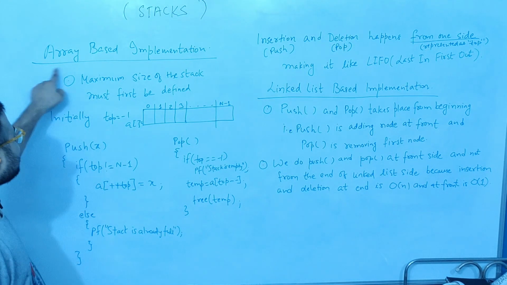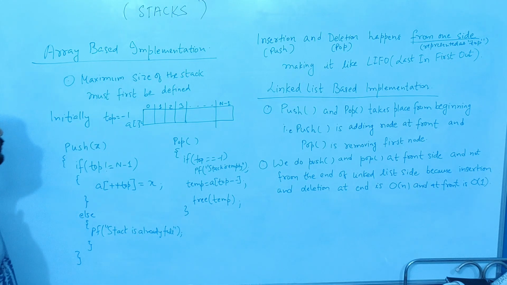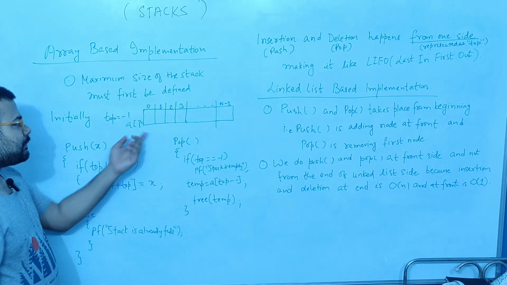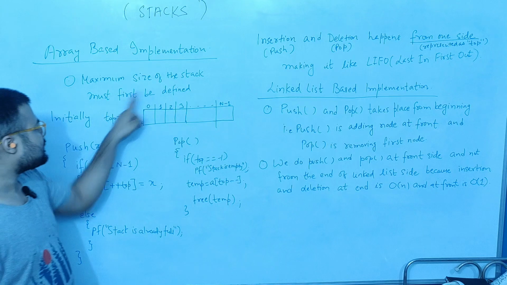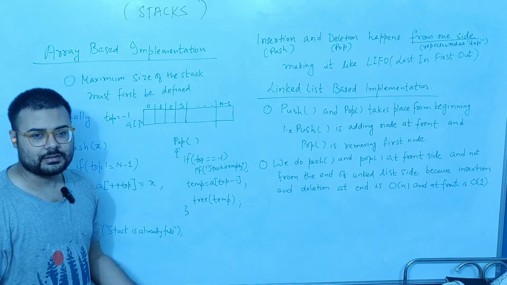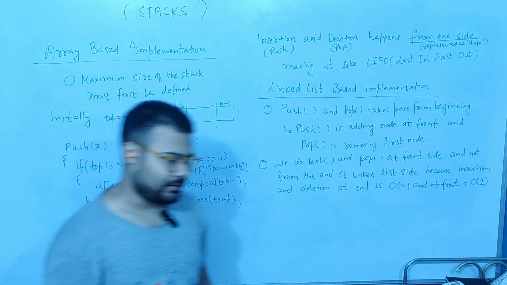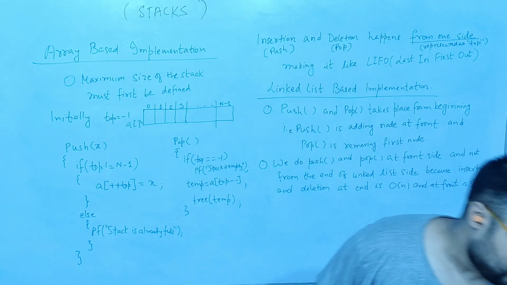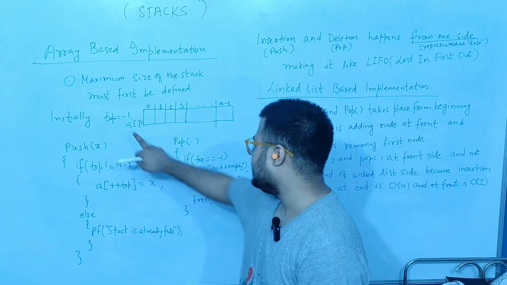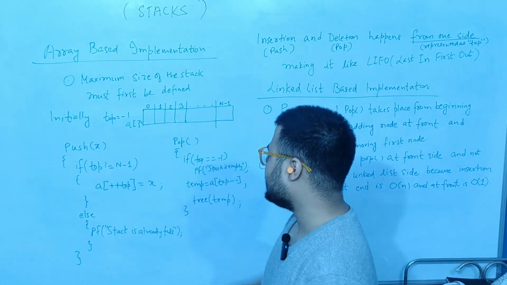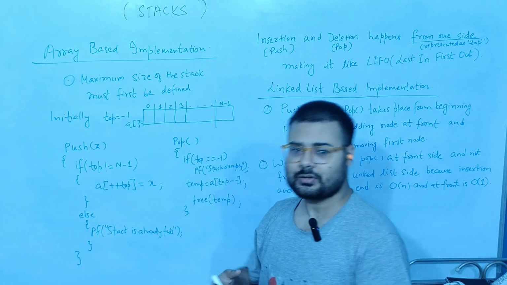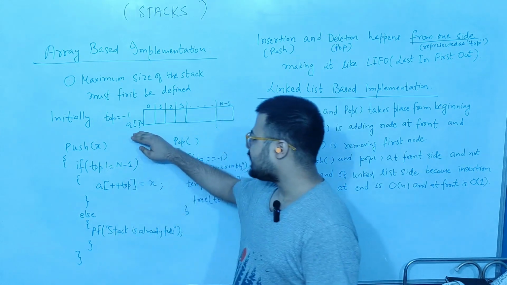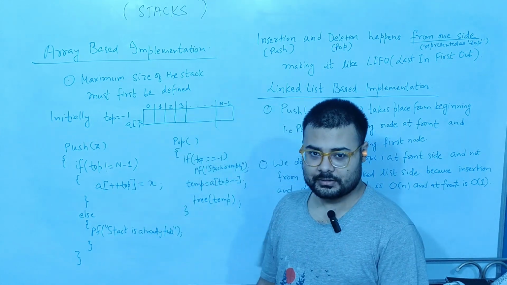In case of array-based implementation, you must know the size of the stack beforehand. So the maximum size of the stack must first be defined, which is basically when you are defining an array. Let's say this is my stack A, so while you are initializing it, you must know that it's of length n. Now this array will be viewed as a stack.